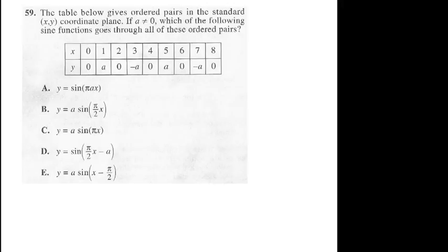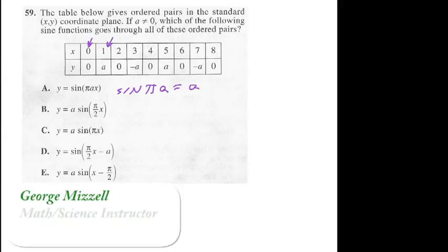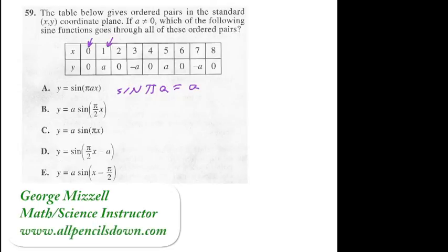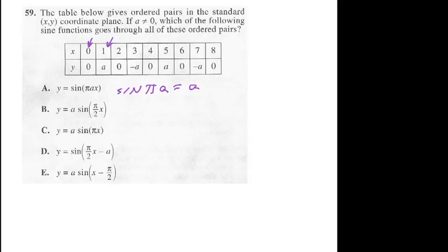Well, we know that if we plug in a 0 for x right here, we will get y equals 0. So that one works, but it also works here, here, and in these first three. So now we're going to go to the next one, a value of 1 for x. That's going to make sine of pi times a times 1, which always equals a. Well, the sine of pi is 0, and that's not going to equal a. That's really not going to work for this one.